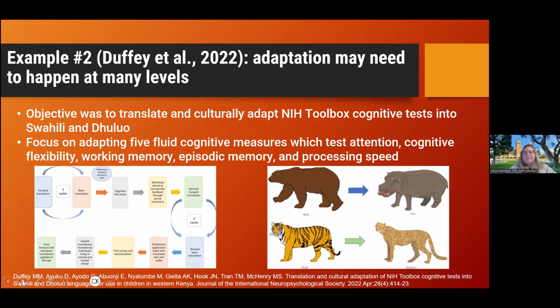And one of the examples they give in the paper is on how even just the images that are being used need to be culturally relevant and appropriate. If people who are taking these cognitive tests wouldn't recognize a bear, we need to change that to an animal that they would recognize. So thinking about all the different levels of something like cognitive tests and making the necessary adjustments at multiple levels to make it much more relevant and appropriate to a given population.